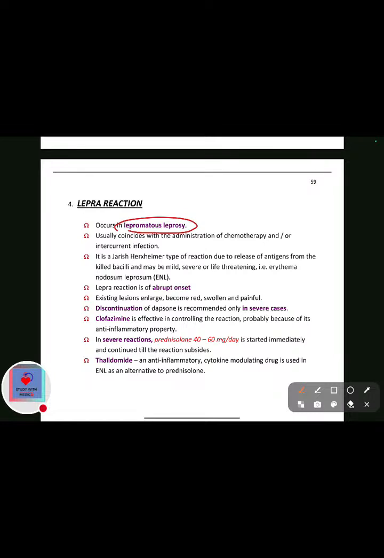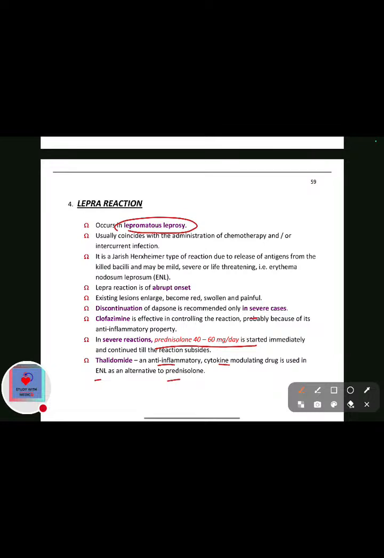It is a Jarisch-Herxheimer type of reaction due to release of antigens from the killed bacilli, and may be mild, severe, or life-threatening, that is erythema nodosum leprosum. Lepra reaction is of abrupt onset. Existing lesions enlarge, become red, swollen, and painful. Discontinuation of dapsone is recommended only in severe cases. Clofazimine is effective in controlling the reaction, probably because of its anti-inflammatory property. In severe reactions, prednisolone 40 to 60 mg per day is started immediately and continued till the reaction subsides. Thalidomide, an anti-inflammatory, cytokine modulating drug, is used in ENL as an alternative to prednisolone.